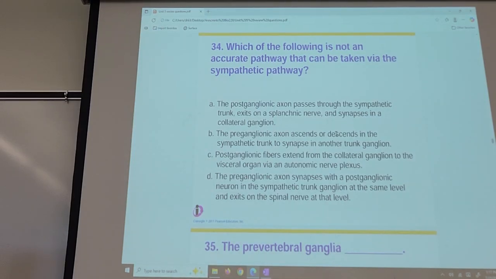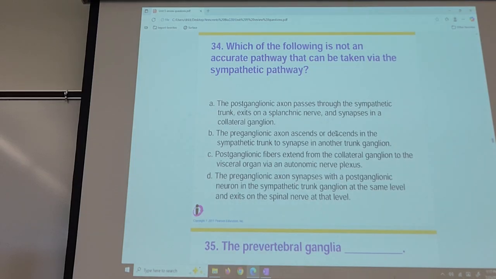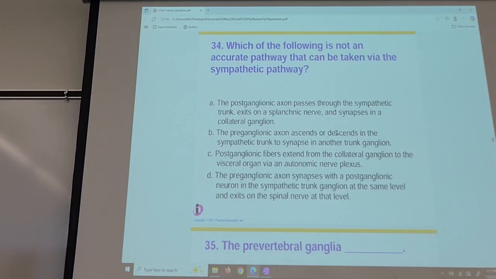So letter D, the preganglionic axon synapses with a postganglionic neuron in the sympathetic trunk ganglion at the same level and exits on the spinal nerve at that level. That's true. That's the first pathway we talked about. So the answer to this question is C.